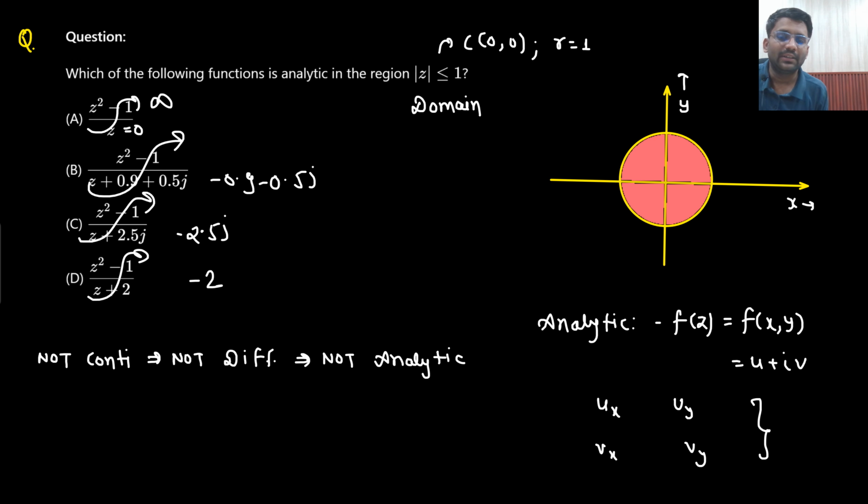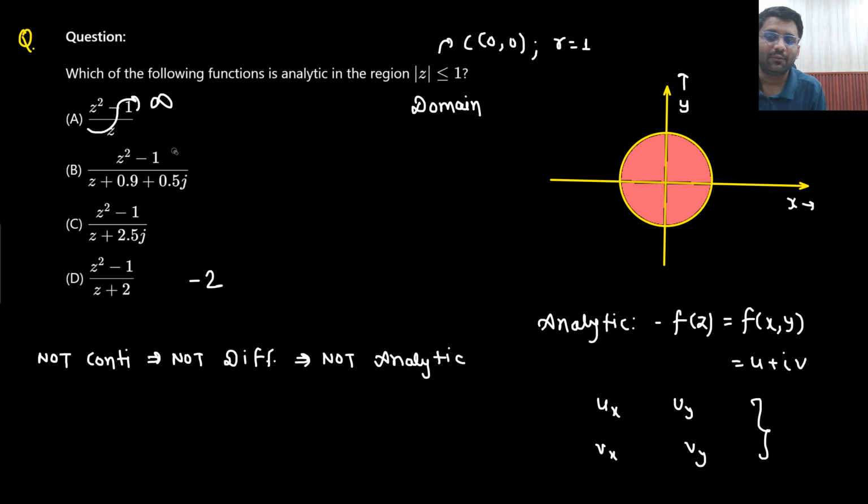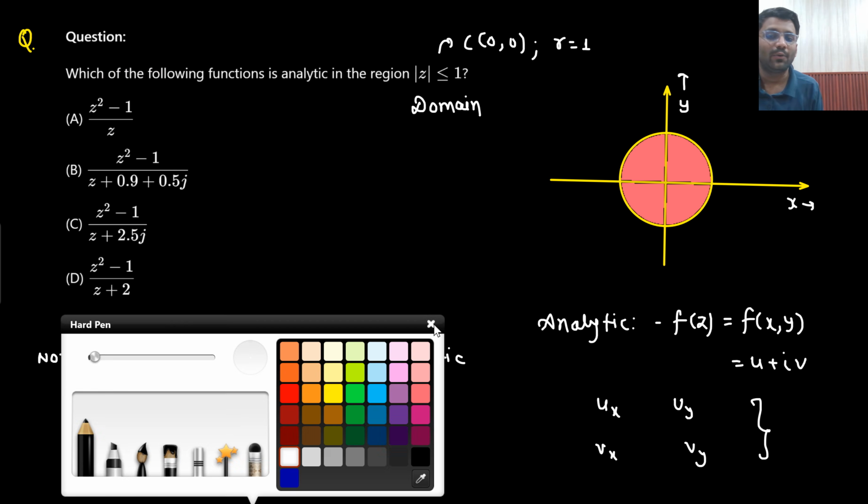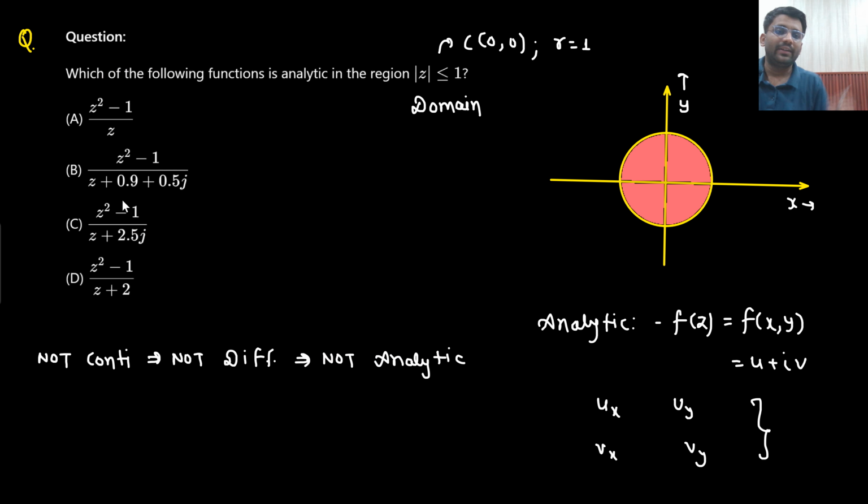So from now onwards, whenever I need to check the analyticity, instead of thinking of ux, uy, vx, vy, I will think of taking the function to infinity. That means I will think of making the function not continuous. Because separately I can see that the upper part is always analytic, and this is also always analytic.